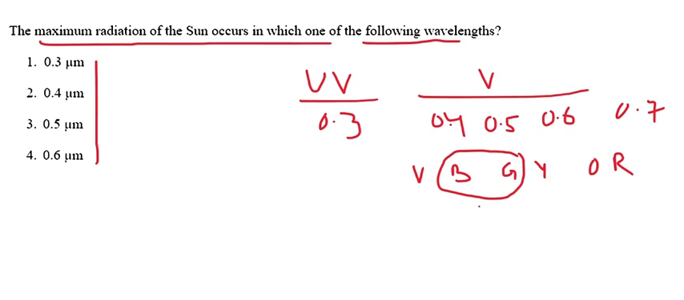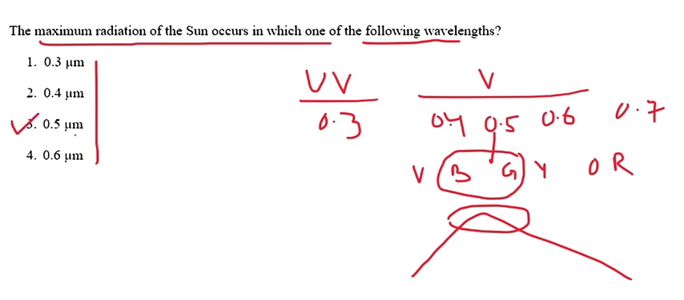Otherwise, the color that we observe depends upon the absorption of light. All the colors are absorbed and only one color is reflected. And from the sunlight, blue and green are the two wavelengths which give the maximum radiation. We're getting a curve like this, so it comes around 0.5. Okay, so our option 0.5 is right.